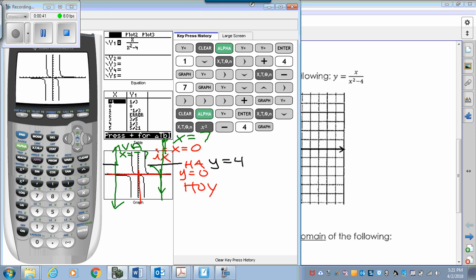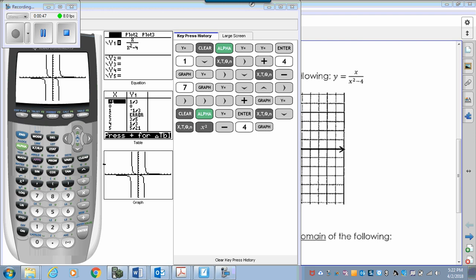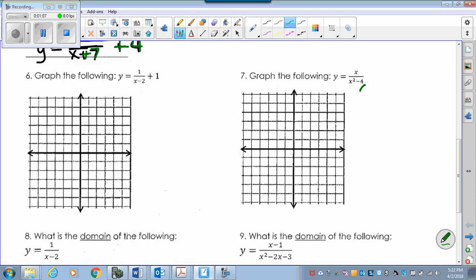So notice I have 2 vertical asymptotes. All right, there's one there and there's one there. There's one at positive 2 and one at negative 2. Those are my 2 vertical asymptotes. And that's because if I look over here at my denominator, if I'm going to factor, x squared is x times x, and then 4 is also a perfect square, right? 2 times 2, so I'm going to have plus 2 and minus 2.